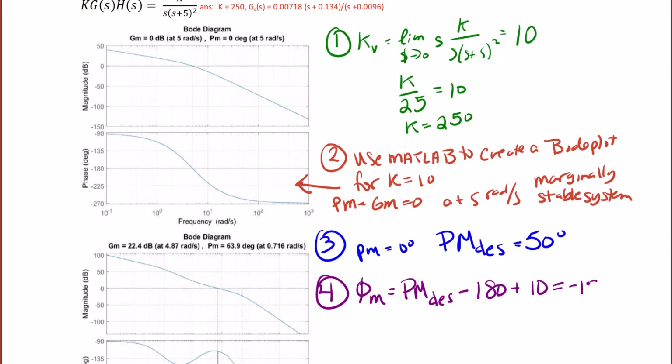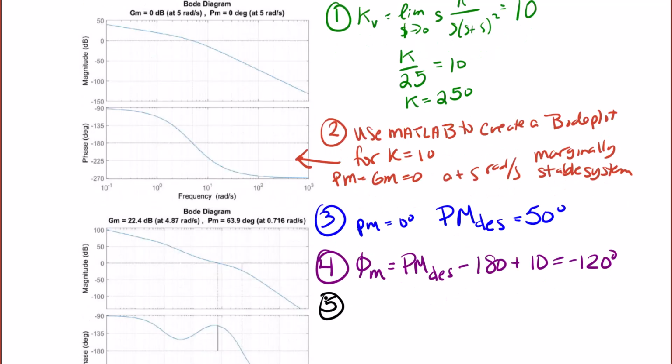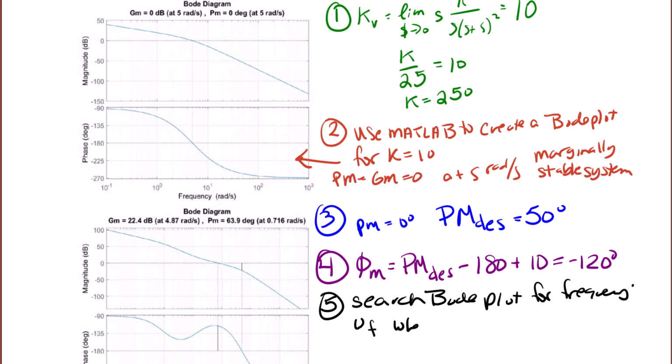Now, for step 5, you're going to go to the Bode plot that you generated in step 2, and you're going to search the Bode plot to find the frequency where the phase is negative 120 degrees. So we're going to do that now. And when you search the Bode plot, and this can be an approximation, I actually did it in MATLAB, so I know exactly where it is. What you're going to find is that omega sub f is equal to 1.34 radians per second.